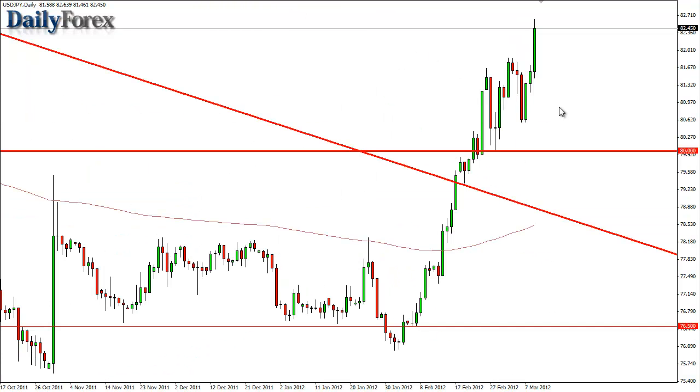And as such, I will continue to buy on pullbacks. Full disclosure, I am already long in this pair, but I think pullbacks, as long as we can stay above 80, will prove to be buying opportunities going forward to at least 85. And at that point in time, we can reassess the pair.